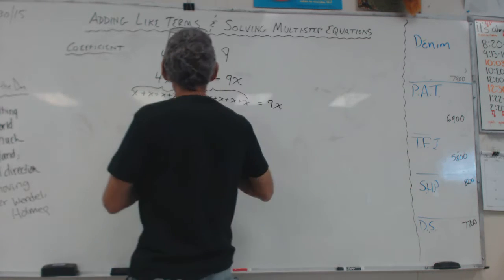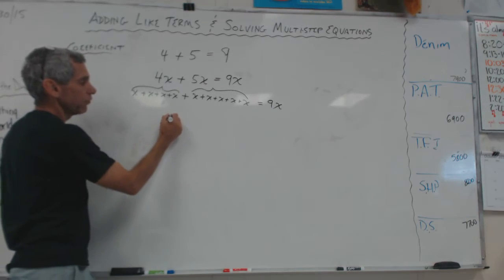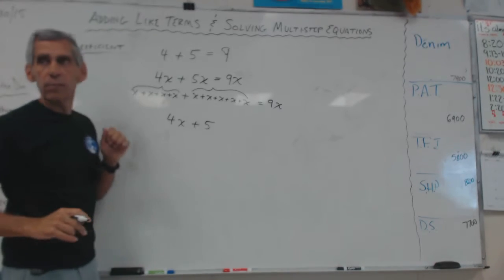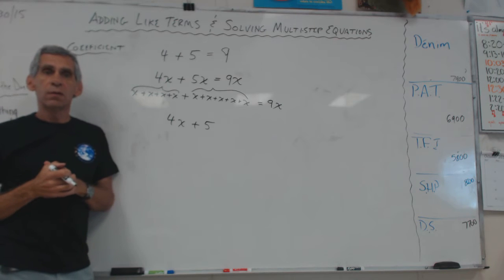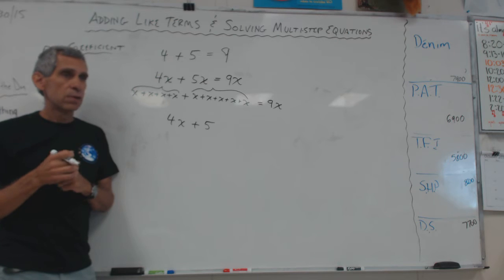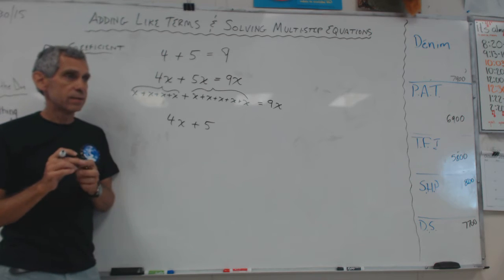All right, so now, what about this? What if I gave you 4x plus 5? How would I combine those? By destroying the 4. No, by destroying the x. So you divide each side by 4.